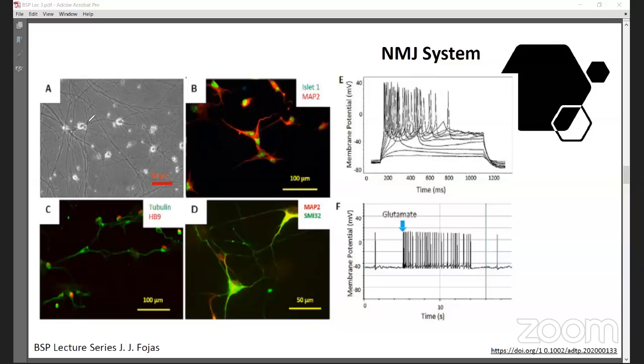Excuse me. And from B to D, those are neurons expressing your motor neuron markers. So you have here Islet1 and HB9, and I think SMI32 as well, as the pan-neural markers. So these are just neural markers, MAP2 or beta-3 tubulin. And here on the left or right sides, you have the ENF.